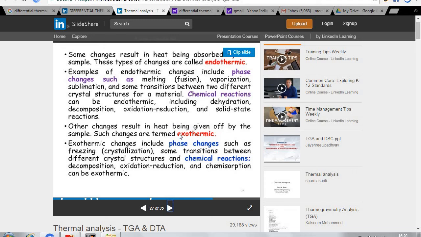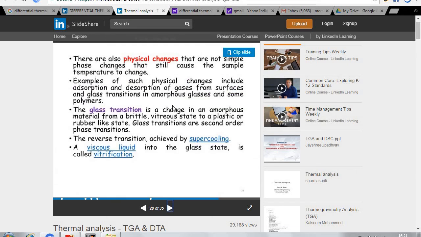Okay, and then you have exothermic reactions. Under exothermic reactions you have freezing, and then crystal formation, decomposition, oxidation, reduction, and chemisorption. All these things are exothermic reactions. Okay, so there are also physical changes that are not simple phase changes, that still cause the sample temperature to change. And here, glass transition, where there's a change in an amorphous material to a brittle vitreous state or to a plastic, rubber-like state, is also observed in some chemicals. Okay, or even polymers.